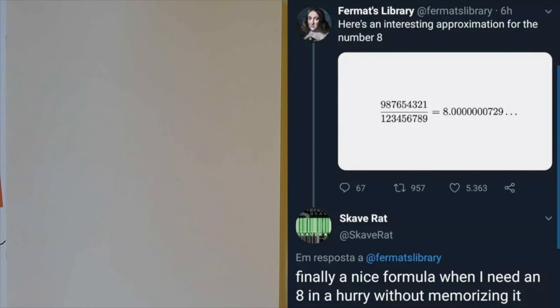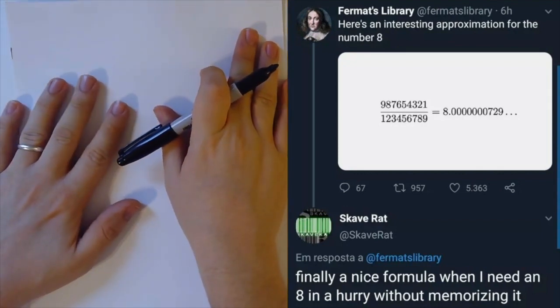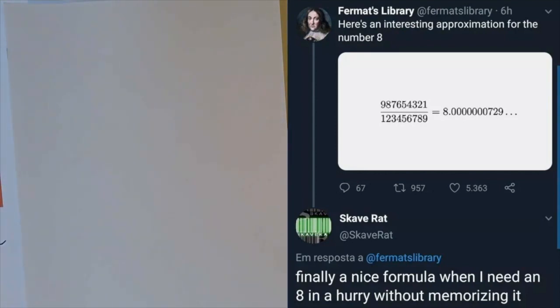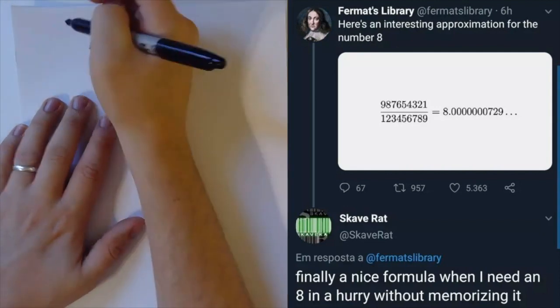number 987654321 and divide it by the number 123456789, then you get this number that is ridiculously close to 8. In fact, there are 7 zeros there after the 8. And so, of course, I saw this and I needed to know why this is true. And so I wanted to show you today how you can use some various sorts of math that you probably know if you're watching this video in order to see that this is true.